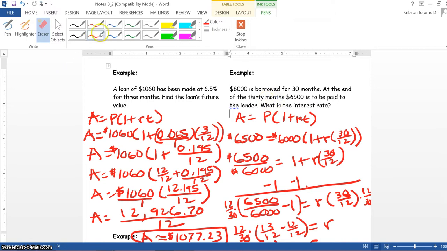Okay, class, looking at our next problem here, we have $6,000 is borrowed for 30 months. At the end of the 30 months, $6,500 is to be paid to the lender. What is the interest rate?